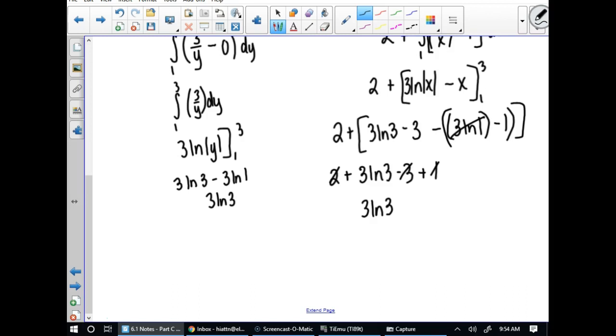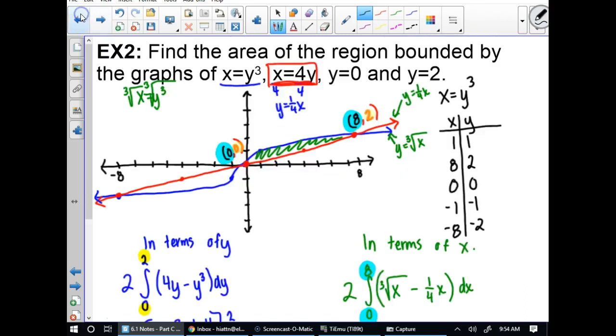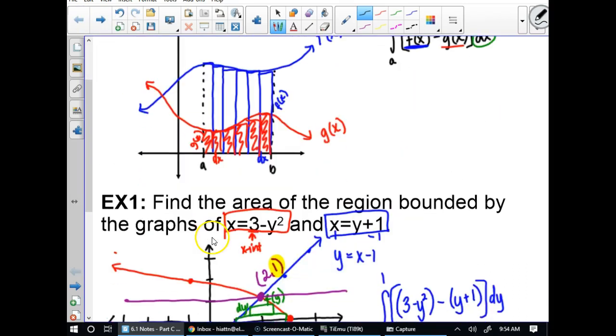So I think that one's easier to do if you do it in terms of y, but it can be done either way. The first 2 problems kind of give themselves away that it would be easier to do them with y's because they're solved for x. So that should be like an alarm to you. If you see x equals y, that should be an alarm.